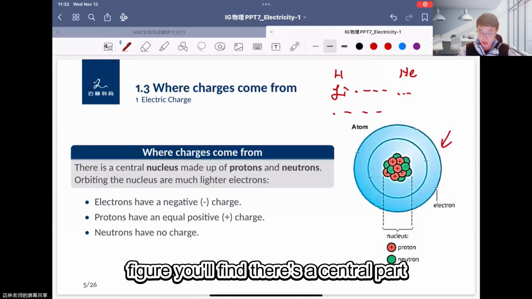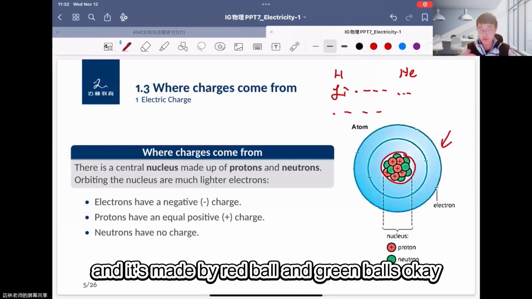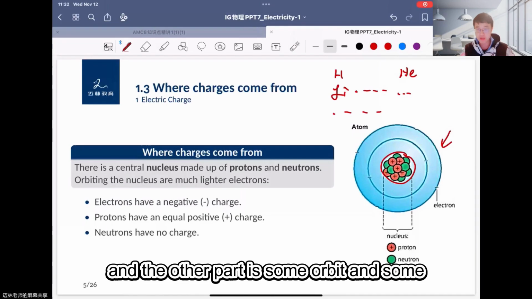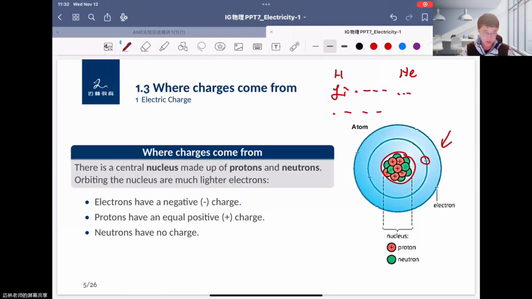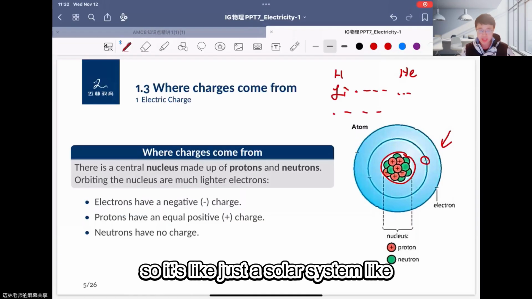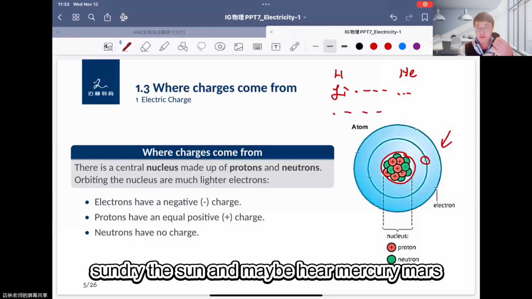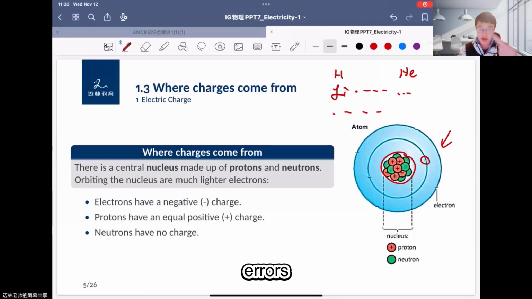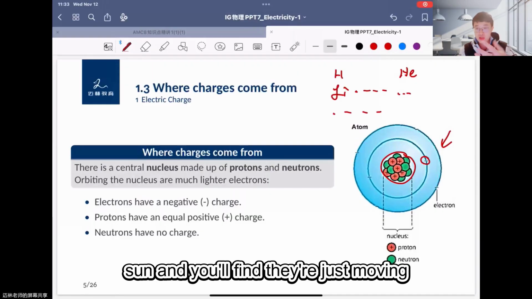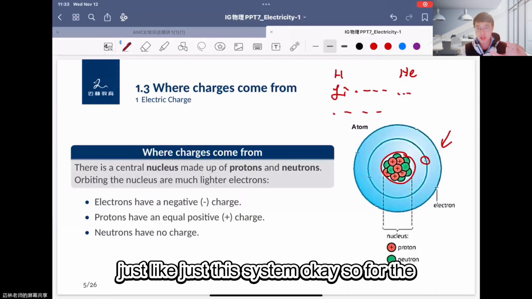For a single atom, we have the structure inside, like in this figure. There's a central part made of red balls and green balls, and the other part is some orbits with electrons on them. It's just like a solar system: the center is the sun, and Mercury, Mars, and Earth are outside the sun, moving on their orbits. It's just like this system.